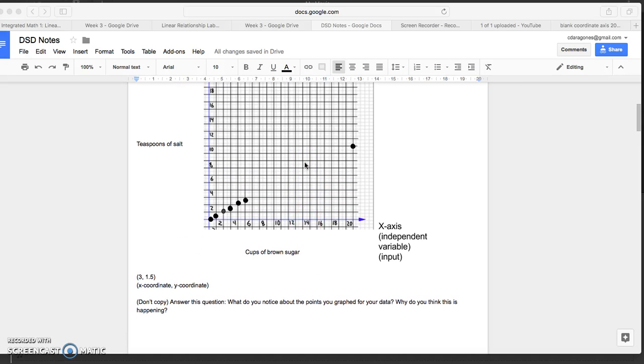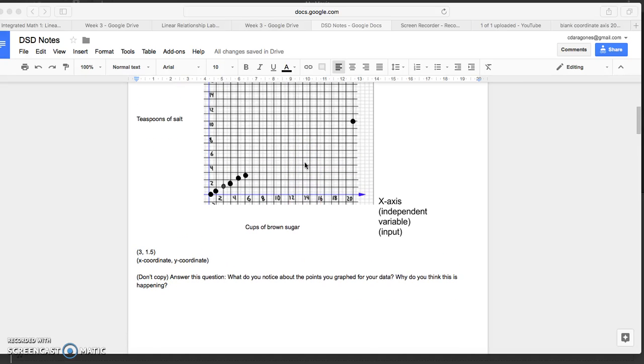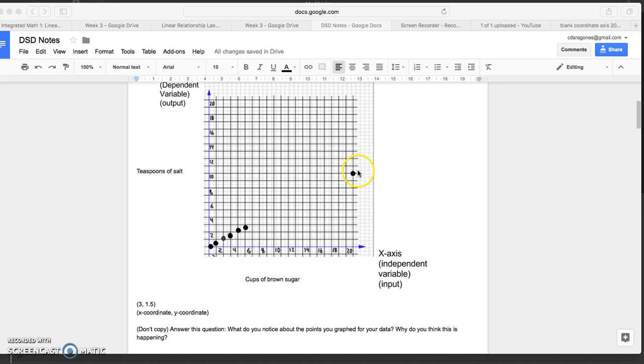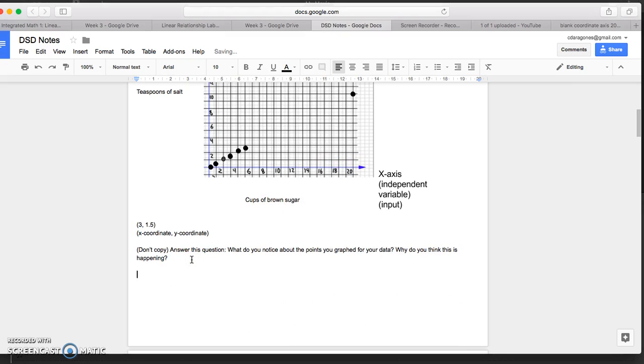All right, so hopefully in the previous activity, you started noticing that the points of your graph were starting to make a straight line. So if I were to connect these dots together of my sugar and my teaspoons of salt, you notice that they create a line, okay? So hopefully you notice the points of my graph create a line. And the reason for this is because there is a constant relationship between my two variables, brown sugar and salt.